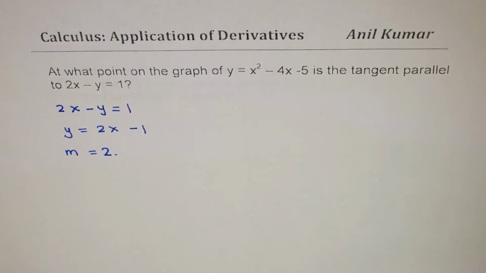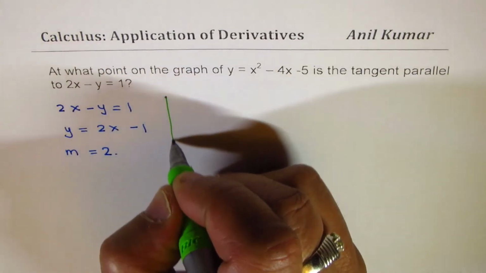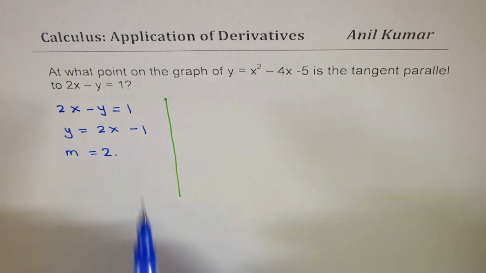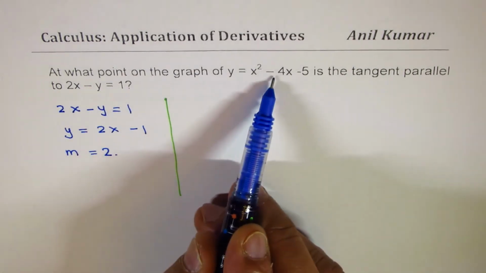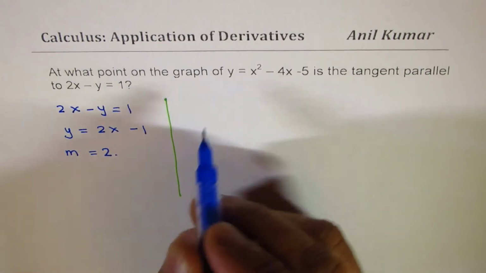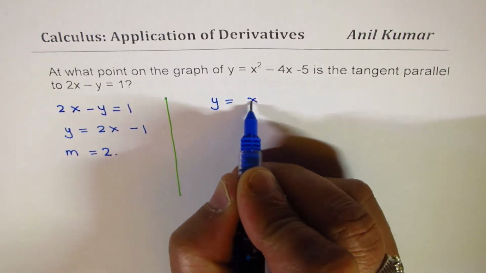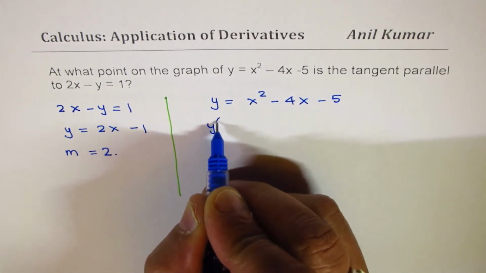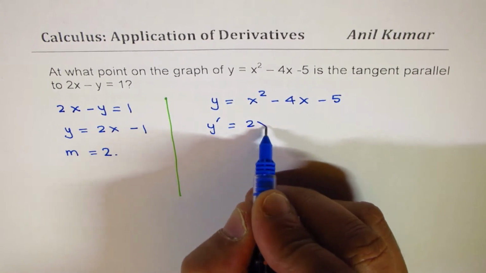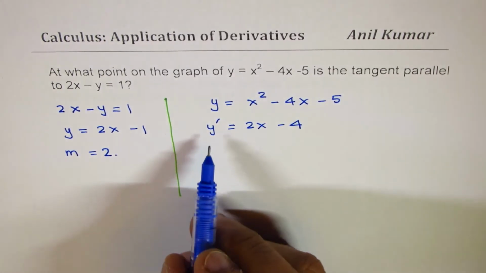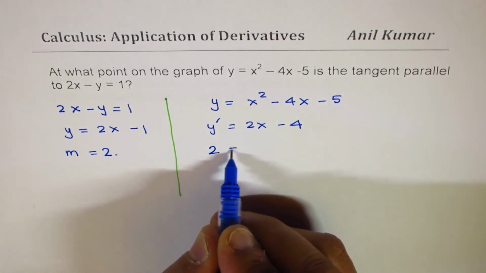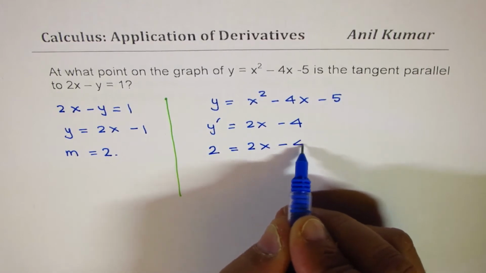So what we really need to do is find derivative of the given function and then figure out a point where the slope is 2, right? So at what point on this graph is tangent parallel to this? The equation given to us is y equals x squared minus 4x minus 5. Derivative of this function is 2x minus 4. We want this derivative to be equal to 2. So we'll equate 2 from here. So 2 equals 2x minus 4.